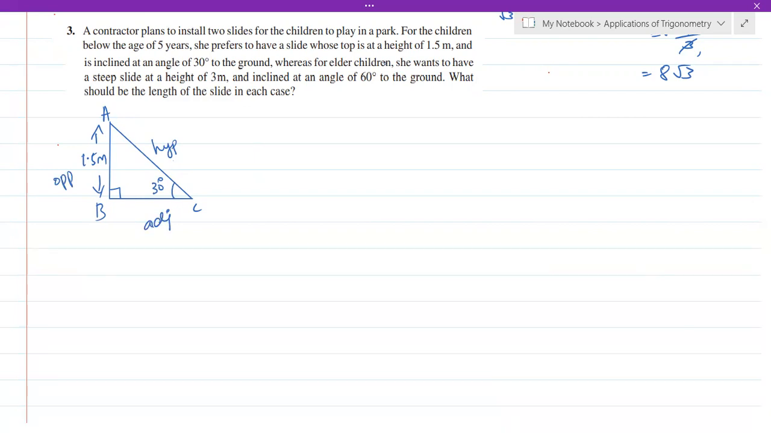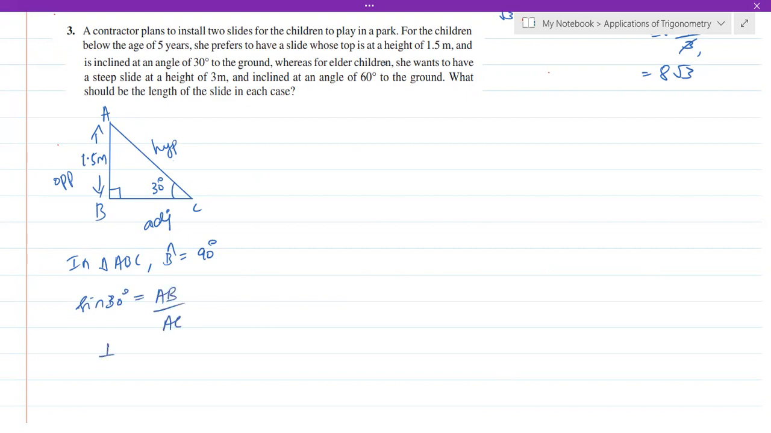So in the first slide, let's find the length, that is, let's find AC. Again, in triangle ABC, angle B is equal to 90 degree. As you can see, they have given us the opposite side and they're asking us to find the hypotenuse. So we are going to use sine theta. So sine 30 degrees is equal to opposite by hypotenuse. So here opposite is AB, hypotenuse is AC.